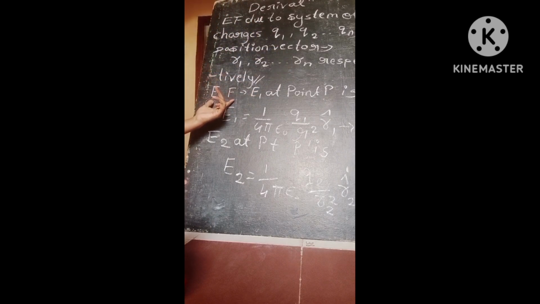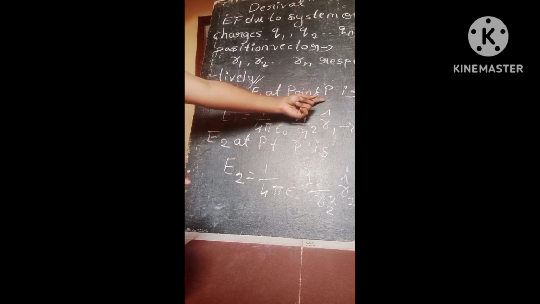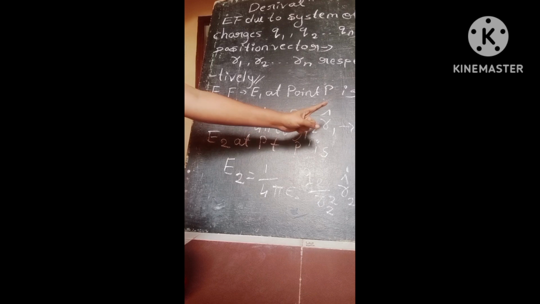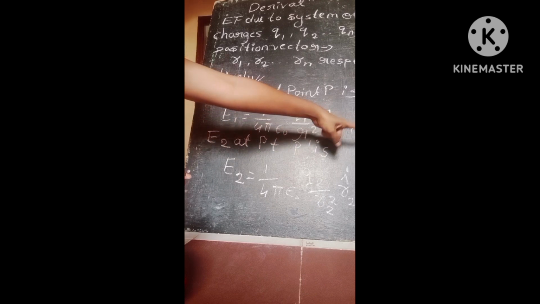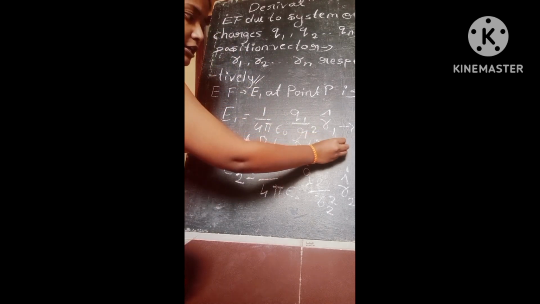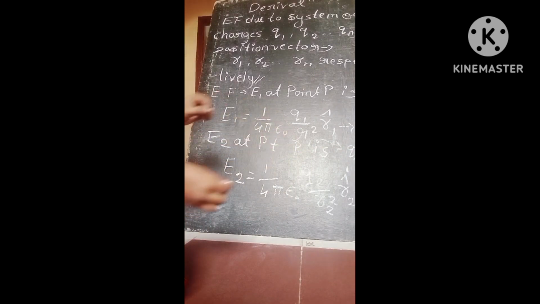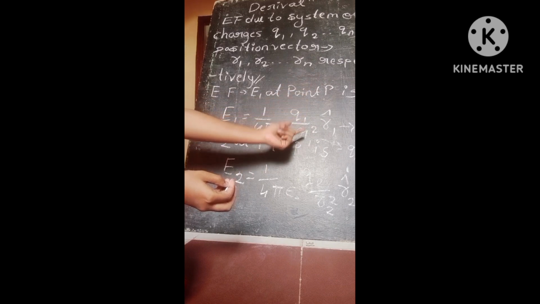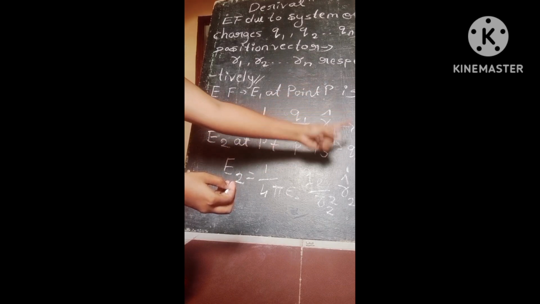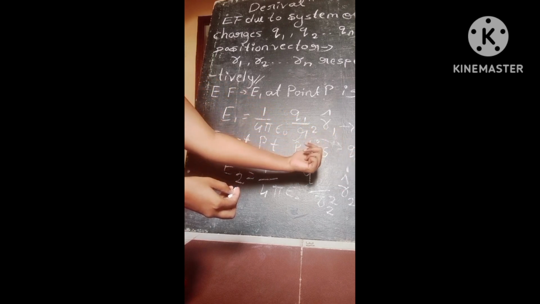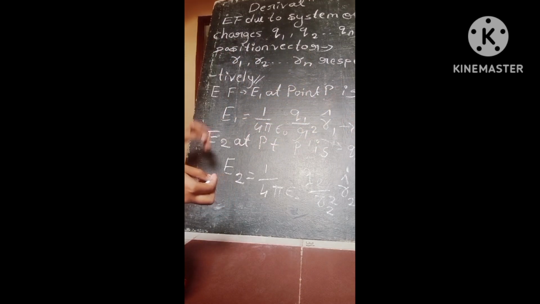Moving further, for the electric field E1 at a point P, we write the equation E1 is equal to 1 divided by 4 pi epsilon naught, Q1 upon r1 squared, r1 cap. This is equation number 1. Here r1 is the position vector of Q1 at the point P. This one is clear, so name it equation number 1.